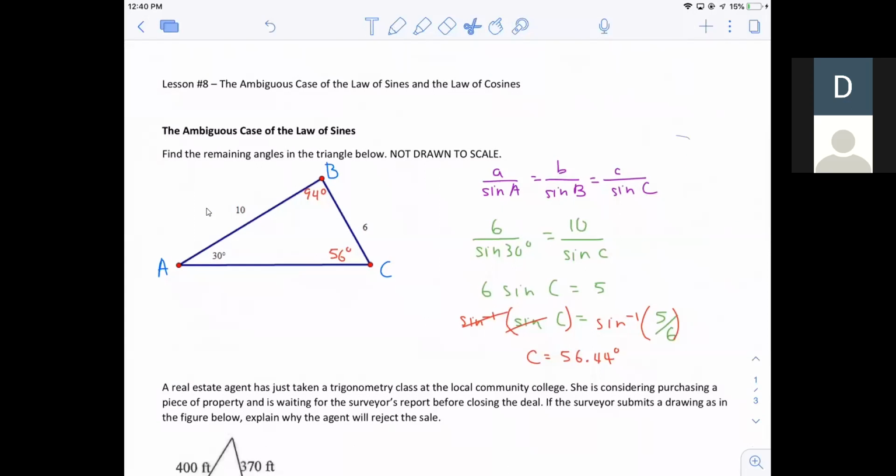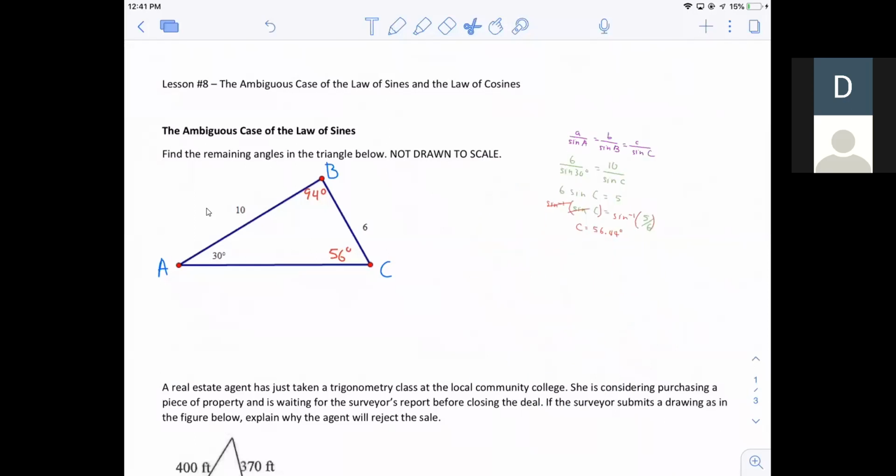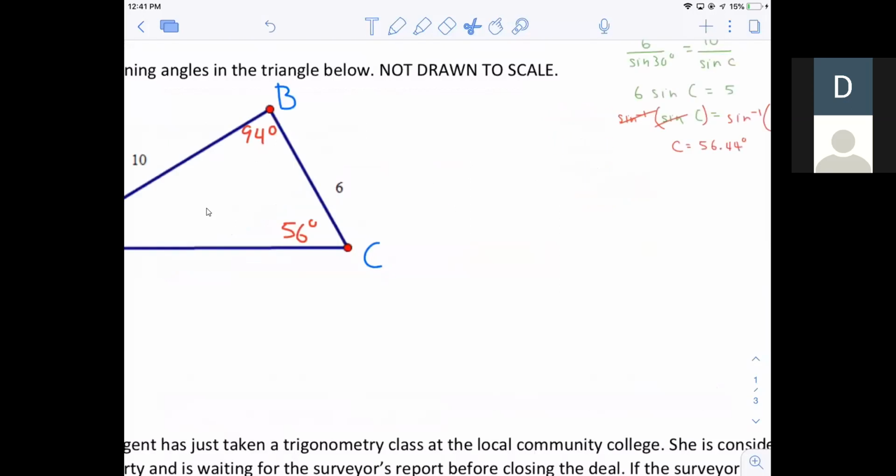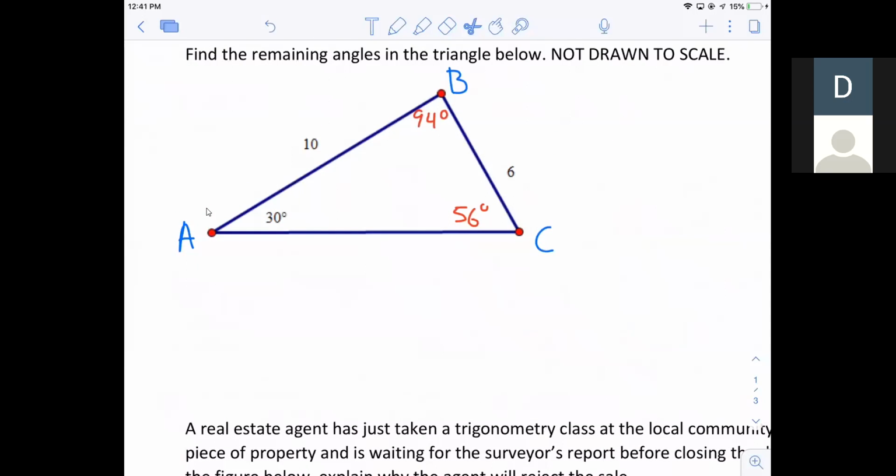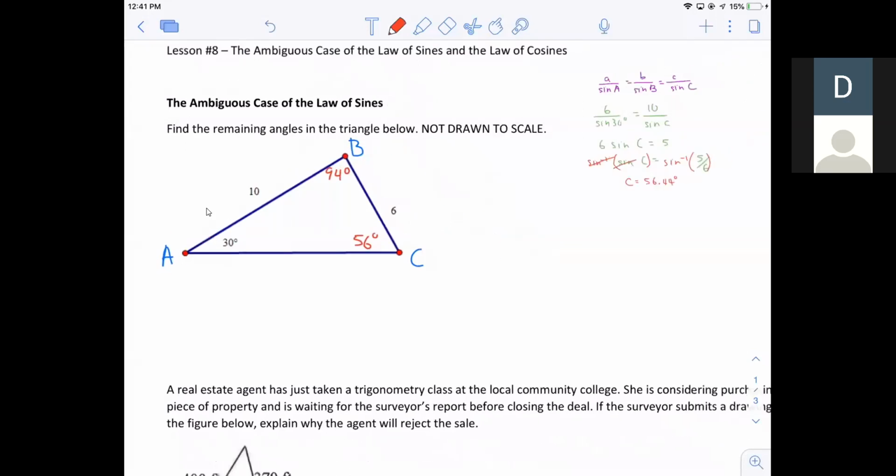So that was law of sines. But what the heck is the ambiguous case of law of sines? Well, let me tell you, this is ambiguous here, because this does not have to be 56 degrees. This could be something else.